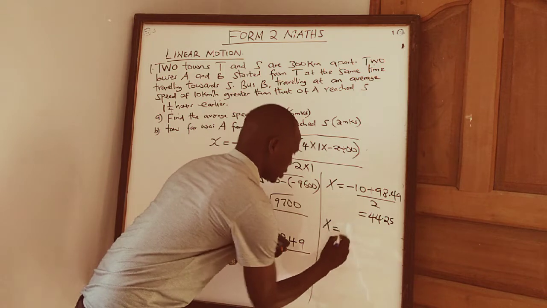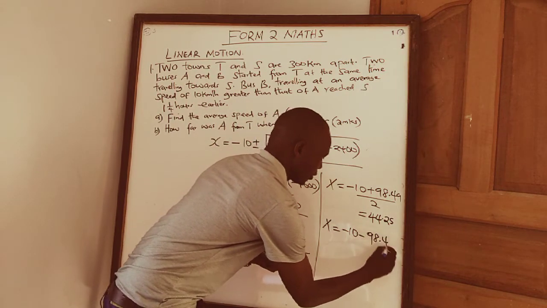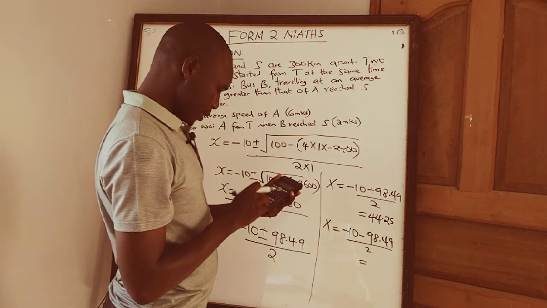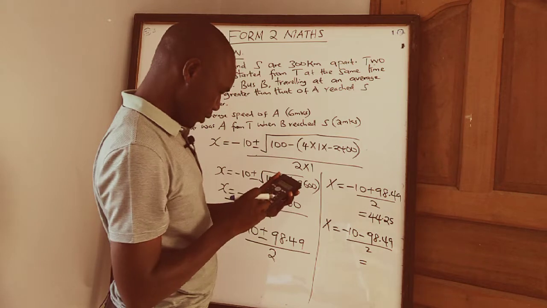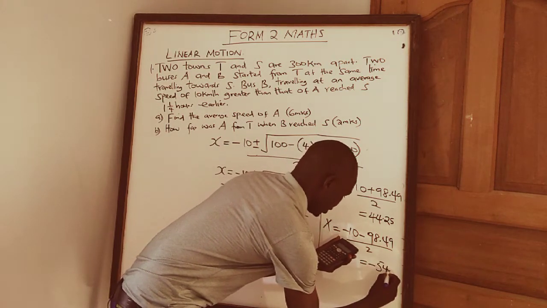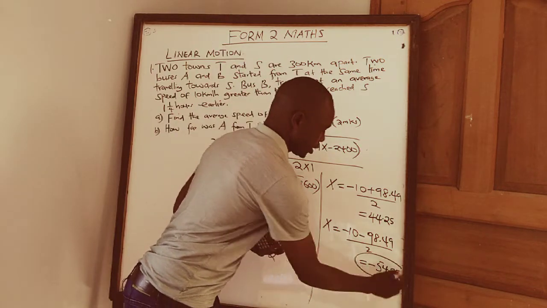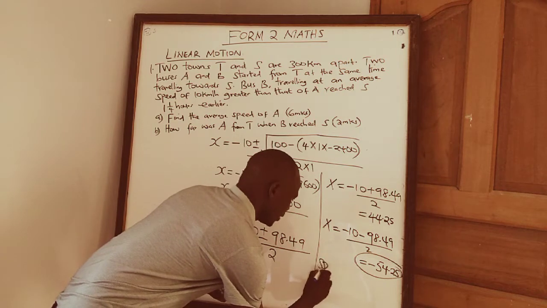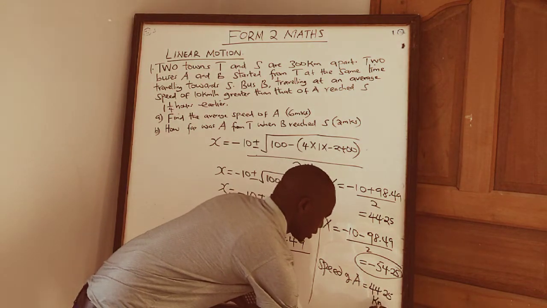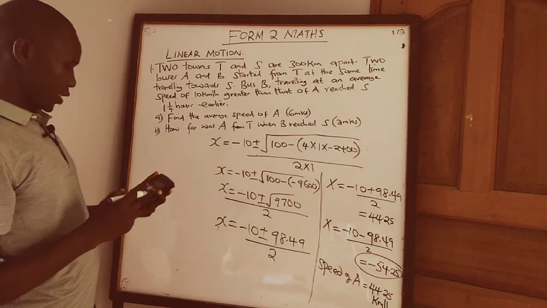And another value of x is going to give us minus 10, then this time around minus 98.49, everything divided by 2, and that will give us minus 108.49 divided by 2, which is going to give us minus 54.25, and of course kilometers per hour. But since our speed cannot be negative, we ignore this negative value, and therefore the speed of A is going to be 44.25 kilometers per hour, and that is the answer for part A of the question.